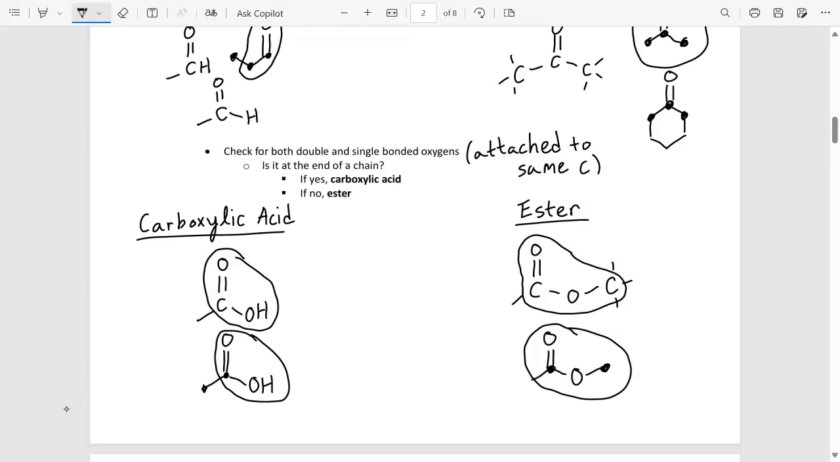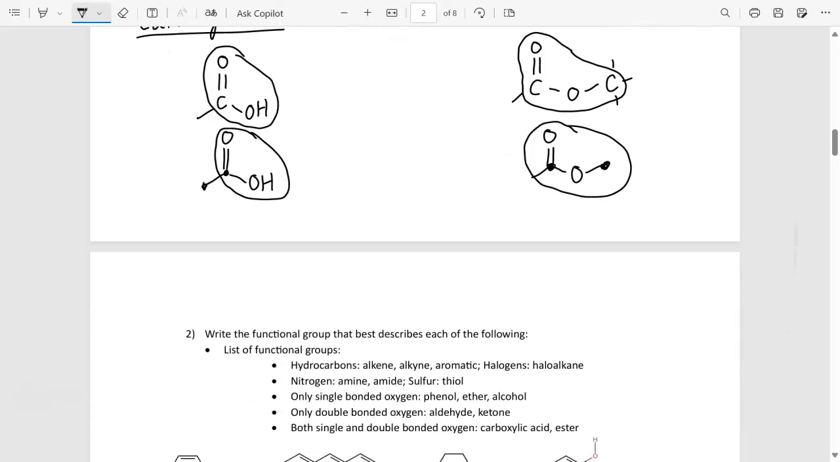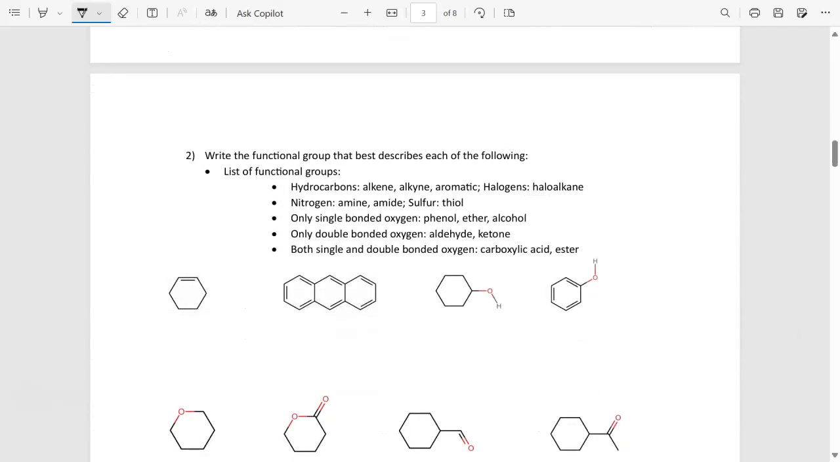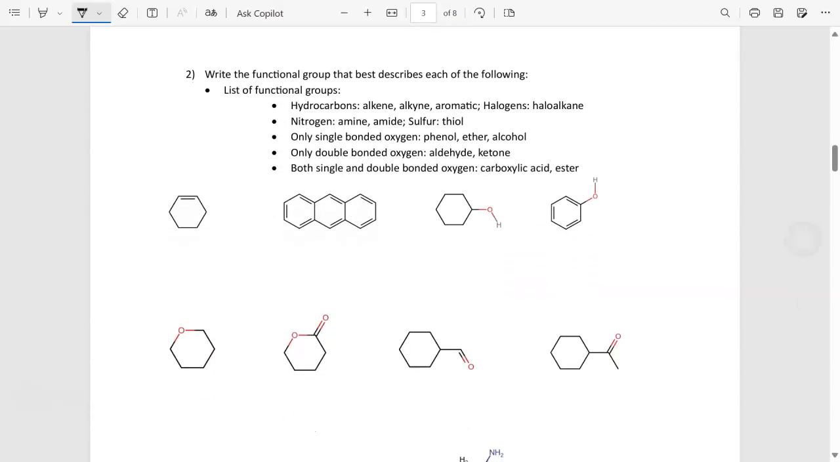All right, so that introduces all of our functional groups. In the next video, we're going to go through how to look at different structures and decide which functional group that we have.